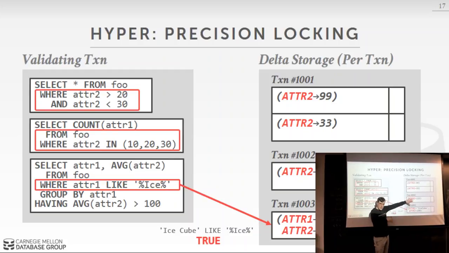So these transactions have already validated and committed. They're done, right? We still maintain their undo buffers because we know that there may be a transaction that started before these guys committed, and therefore they might overlap. So we have to check them, right?